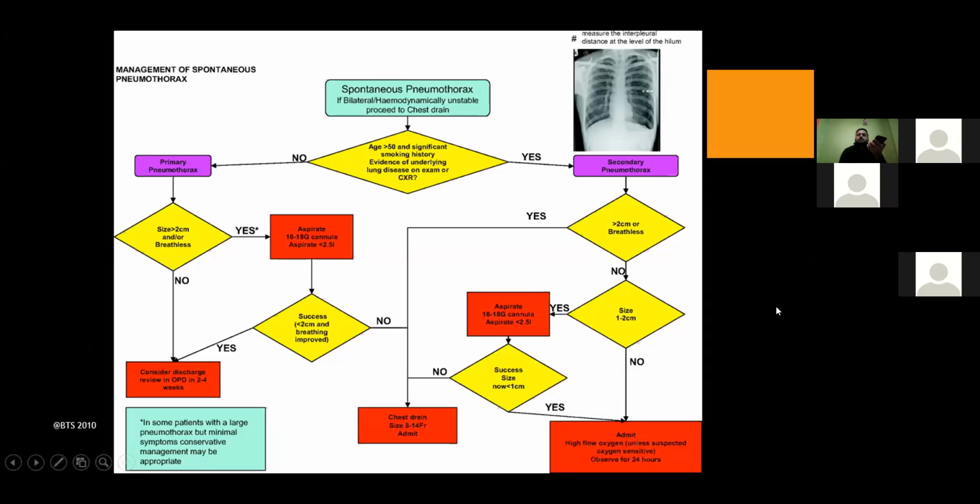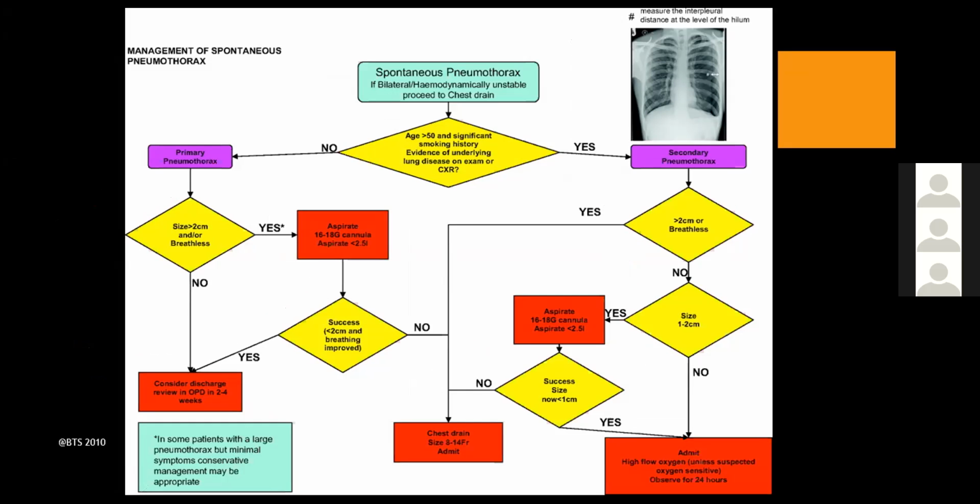This flow chart I have taken is from the British Thoracic Society Guidelines 2010. This flow chart shows the management of spontaneous pneumothorax. On the left hand side, you can see the primary pneumothorax management. On the right hand side is the secondary spontaneous pneumothorax management. The BTS has regarded age greater than 50 years with significant smoking history and the presence of underlying lung disease as a secondary pneumothorax, and the management depends upon the size and the amount of breathlessness.